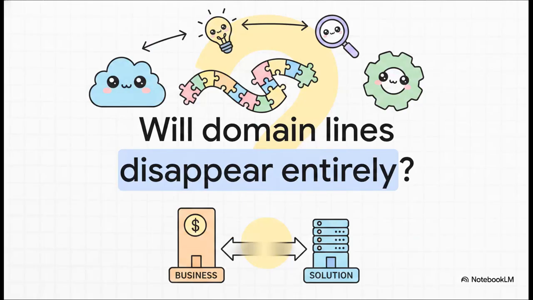So that leaves us with a pretty fascinating final thought. As our technical solutions, especially things like AI, become smarter and vastly more integrated, how is the role of this ultimate bridge builder going to change? Will the line between the business domain and the solution domain eventually just disappear entirely? Definitely something to think about.